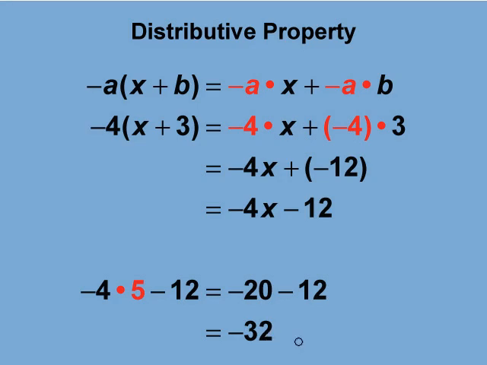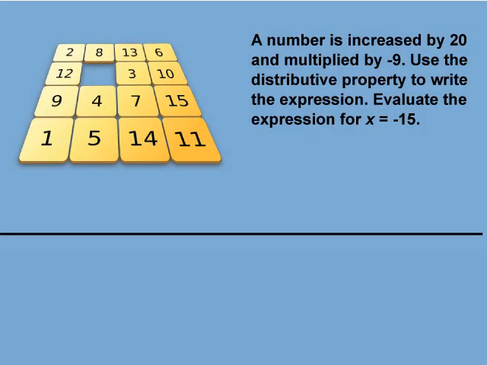Let's look at another example. A number is increased by 20 and multiplied by -9. Use the distributive property to write the expression. Evaluate the expression for x equals -15. This is an example of converting words into an algebraic expression. Let's start with this part. A number is increased by 20.